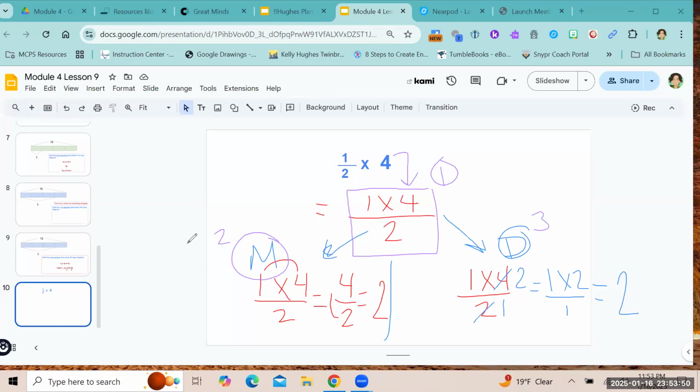I will have a screen that is already partitioned into multiply and divide for you. You have a couple problems to do on your own. Please get started now.